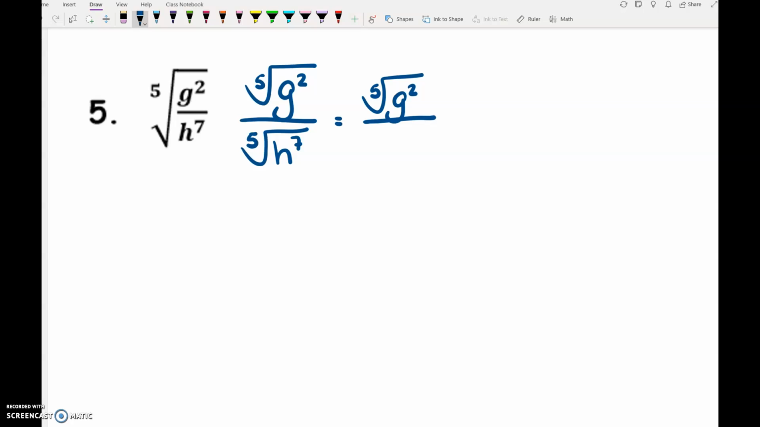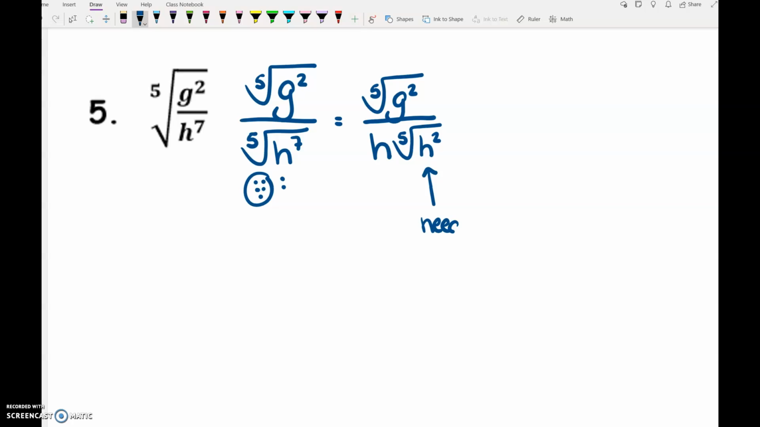On the bottom, how many groups of 5 are in h to the 7th? 1 full group with 2 left over. So 1, 2, 3, 4, 5, 6, 7. 1 full group of 5, 2 left over. There's a problem. This can't be our answer. We can't have a radical on the bottom. I know. So this is a problem.